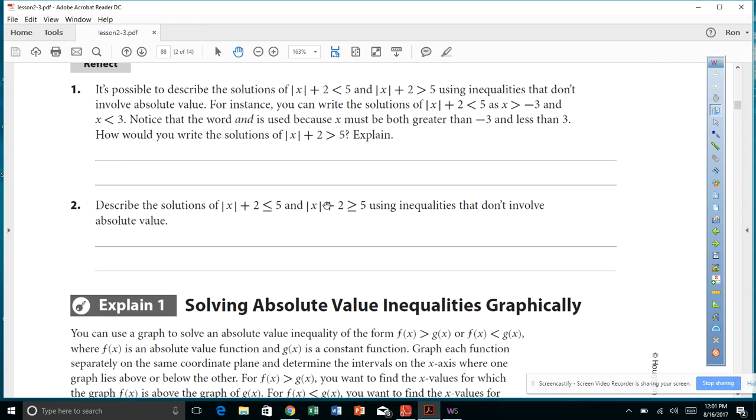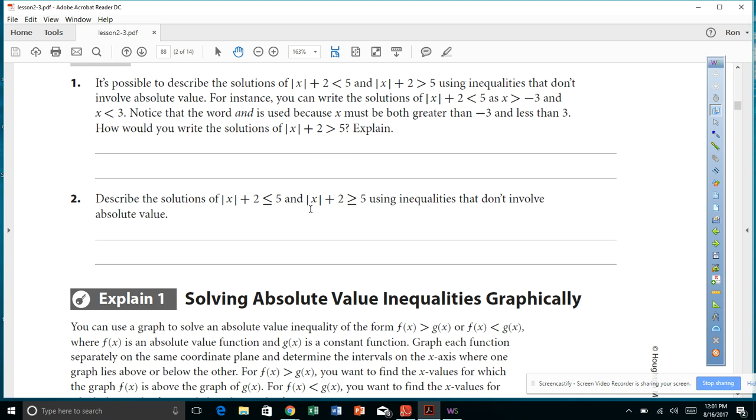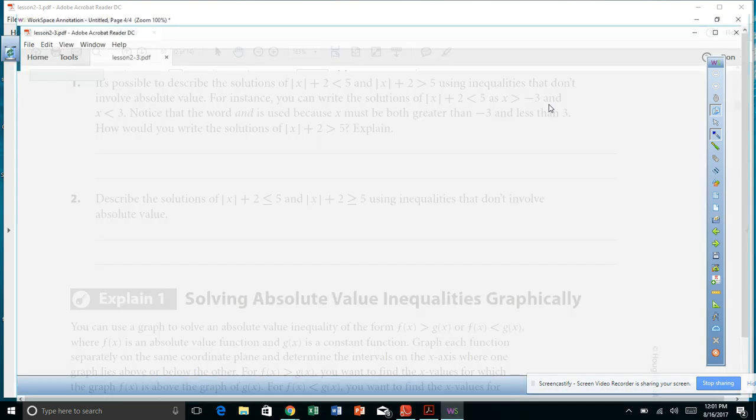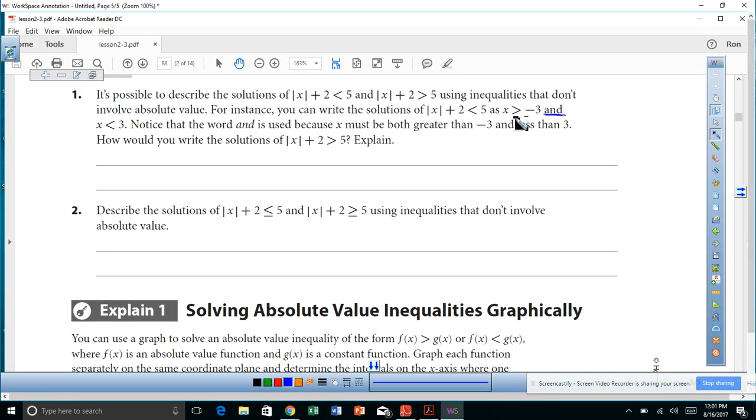Reflect. It's possible to describe the solutions of the absolute value of x plus 2 is less than 5, and the absolute value of x plus 2 is greater than 5, using inequalities that don't involve absolute value. For instance, you can write the solutions of the absolute value of x plus 2 is less than 5 as x is greater than -3 and x is less than 3. Notice that the word "and" is used because x must be both greater than -3 and less than 3.